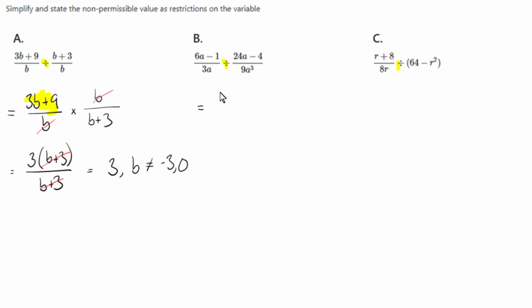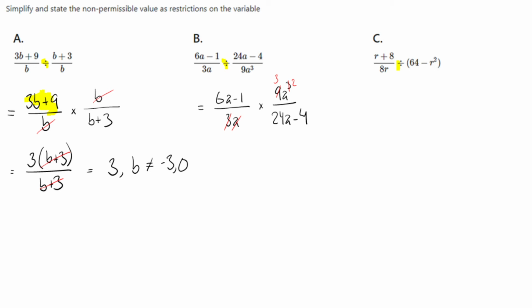In b, we're going to do the same thing. We're going to start by multiplying by the reciprocal, which is going to be 9a cubed over 24a minus 4. And so we can cancel a few things. We can also factor here. So this a can cancel against one of the a's here, so we're going to be left with a squared. We can divide 3 by 3 to get 1, and 9 divided by 3 is 3.